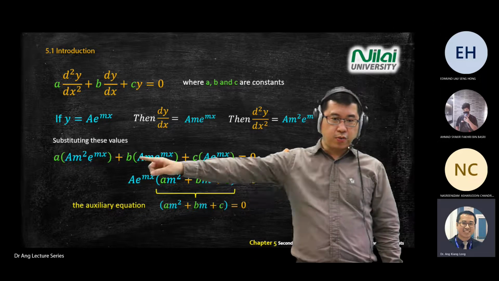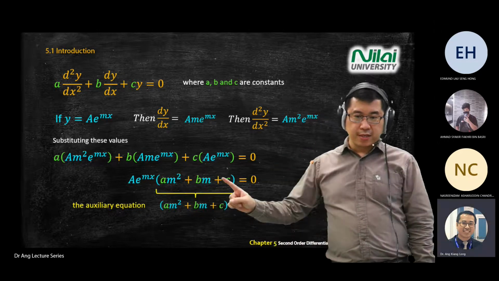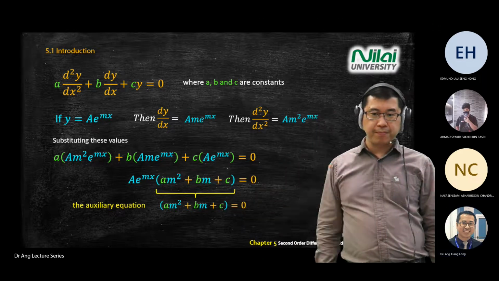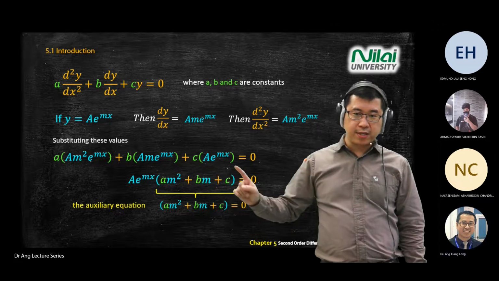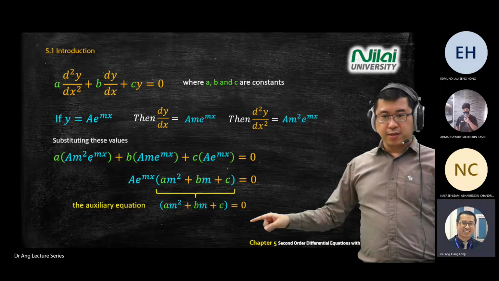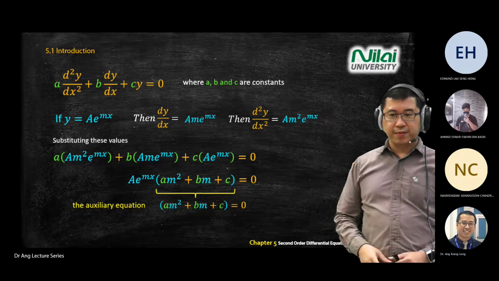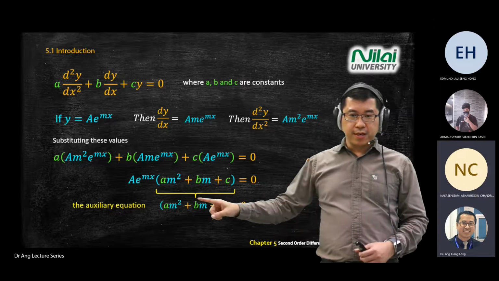The first one, you arrive at A m squared. Second one, you will arrive at B m, because the rest you already factored outside. The third one, you get C. Agree? Nizam, you agree? Yeah. Okay.